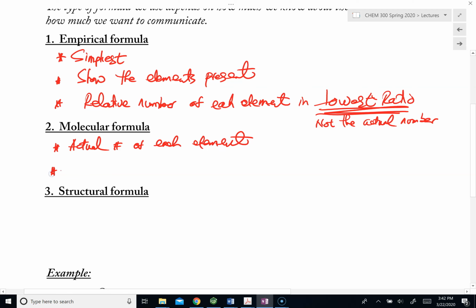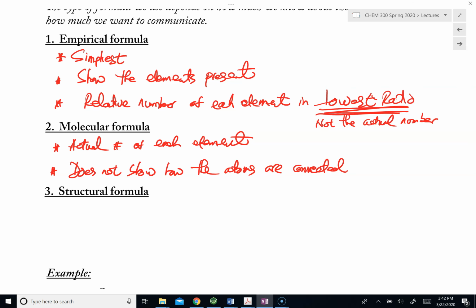However, the molecular formula still does not show us a whole lot of information about a chemical substance because it does not show how the atoms are connected. So if we were given the molecular formula of a substance, we wouldn't be able to figure out the exact identity of the substance because we don't know how the atoms may be connected together.